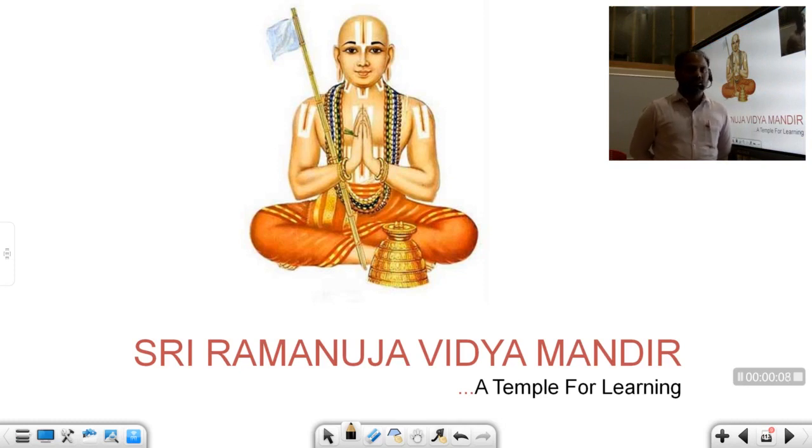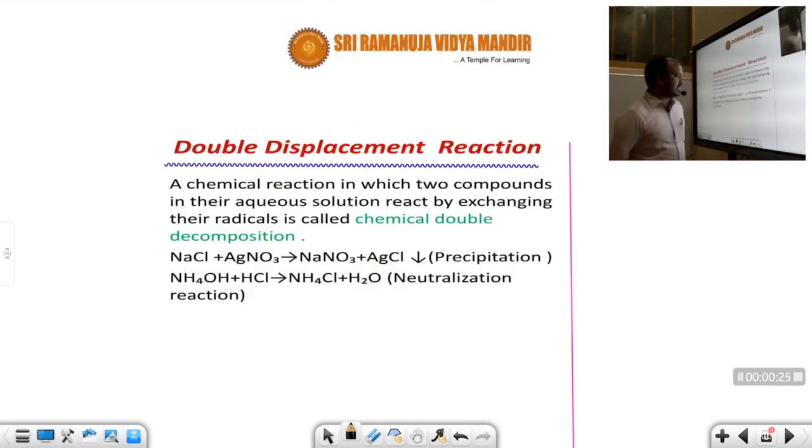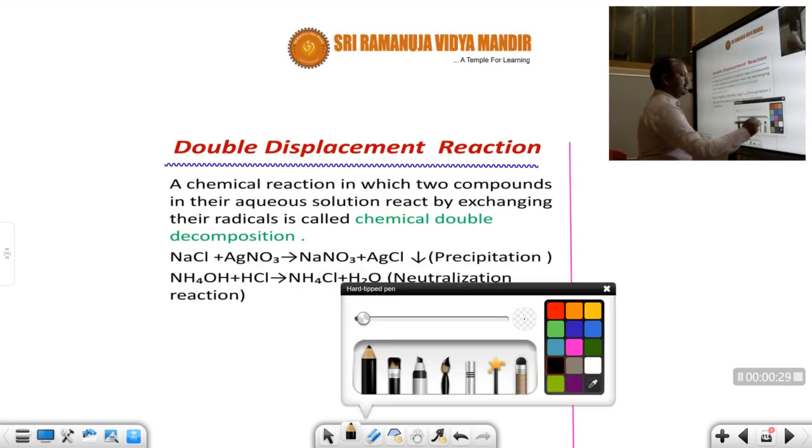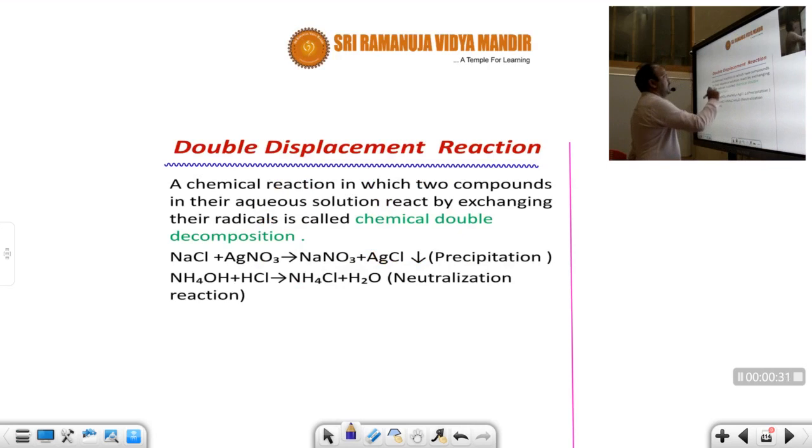In the last session we discussed chemical displacement or replacement reactions with suitable examples. Today I am going to teach you another type of chemical reaction, that is chemical double displacement reaction or chemical double decomposition reaction. This is also a very important model. Which one? Chemical double displacement reaction. It is also called chemical double decomposition reaction.